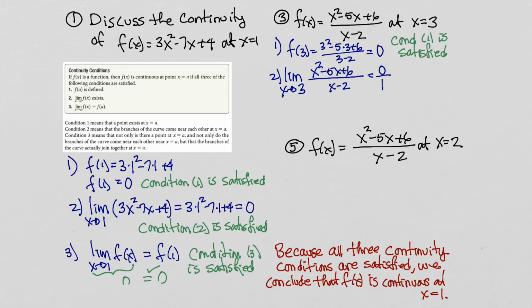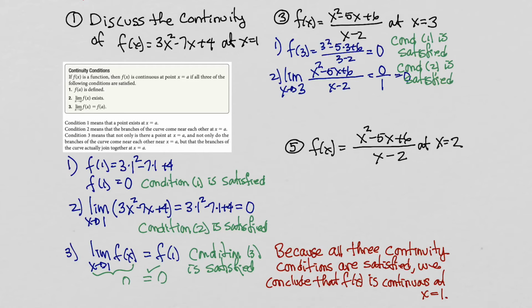over 1, right? If you put in 3, you get 3 squared, 9, minus 15, negative 6, plus 6 is 0, over 1, and that just turns out to be 0. So the limit does exist. It's equal to 0. So condition 2 is satisfied. So I'll just make a note of that here. Since the limit does exist, condition 2 is satisfied.